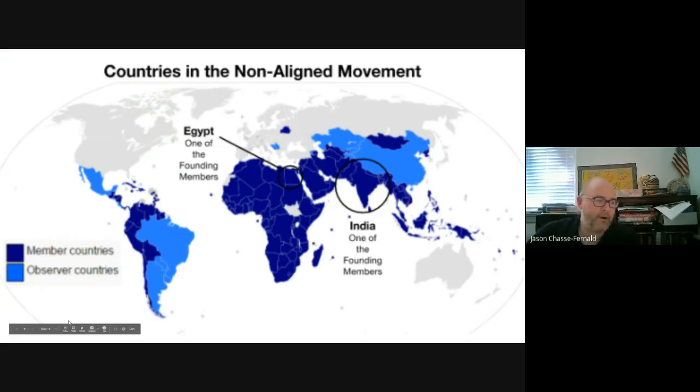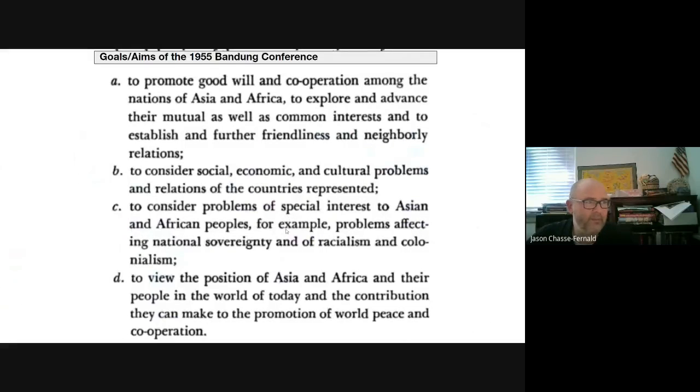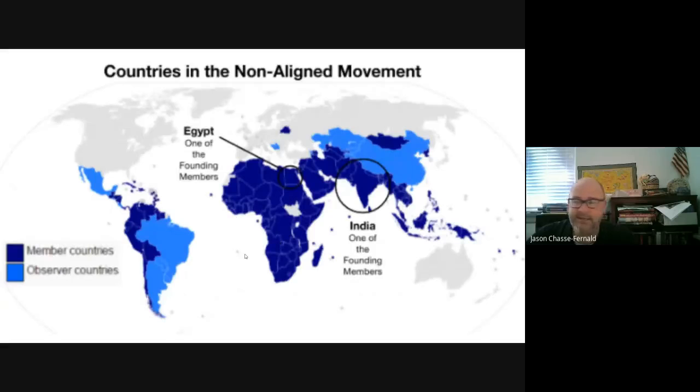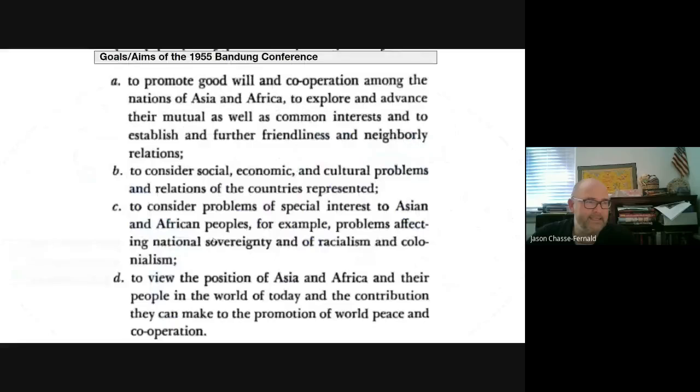And of course, part of what's giving a lot of this credence in the 1950s is the non-aligned movement, right? So, the non-aligned movement begins, technically, formally in the early 1960s, 61, but it really begins in 55, in the Bandung Conference in Indonesia, right?